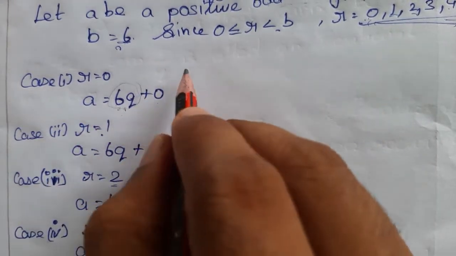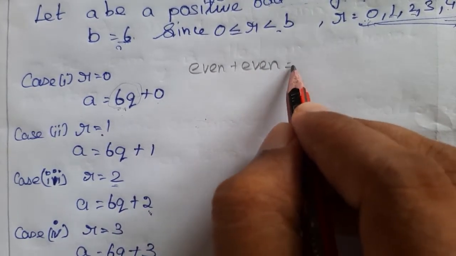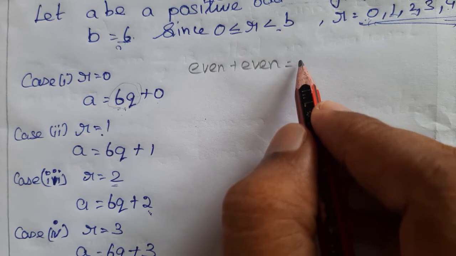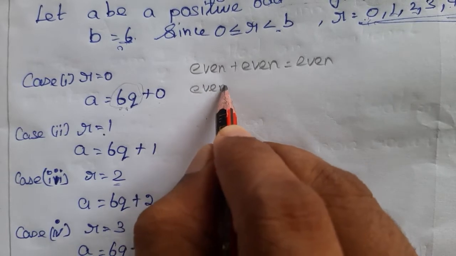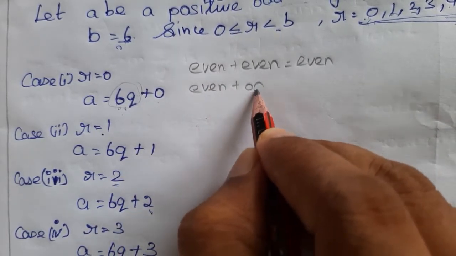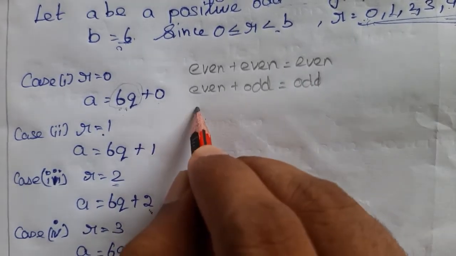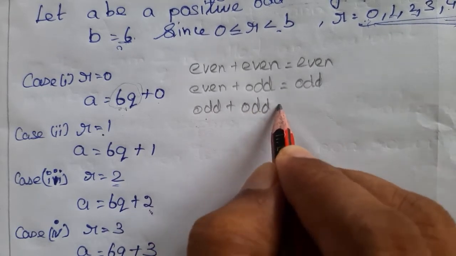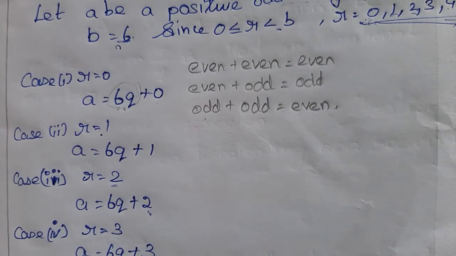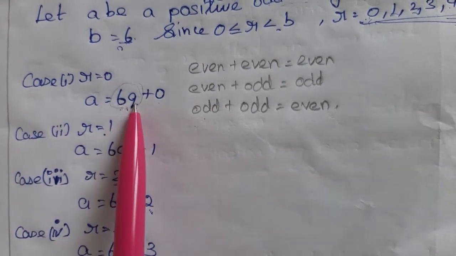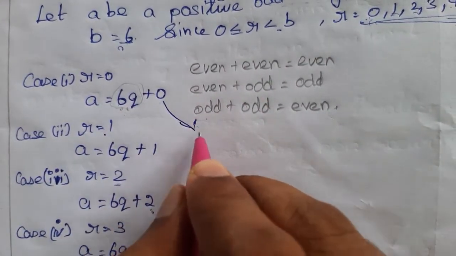So even number plus 0 is always even. We know some conditions: even number plus even number is what? Yes, always even. What about even plus odd? The result will be odd. What about odd plus odd? Odd plus odd is always even, right? So here the first case is an even number.